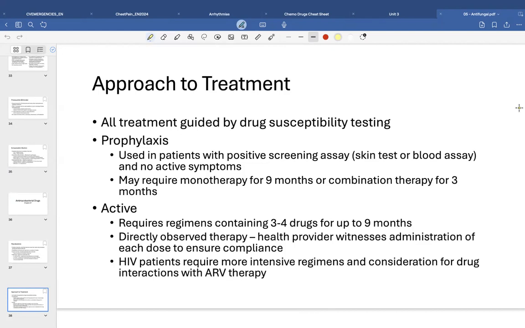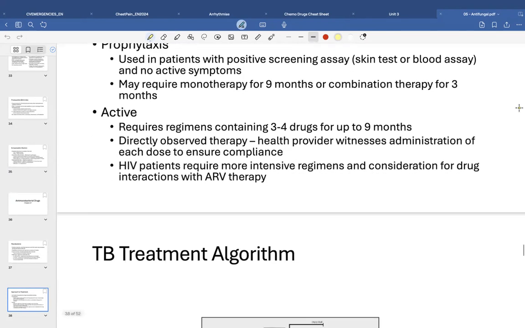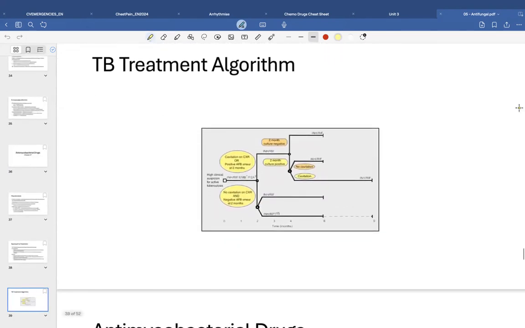This is what our algorithm for TB looks like. Again, I'm not necessarily saying that you need to know the specifics around the regimens, but the idea here is duration of therapy and the need. Clinical factors, and again, duration can be a minimum of 6 up to 12 months.